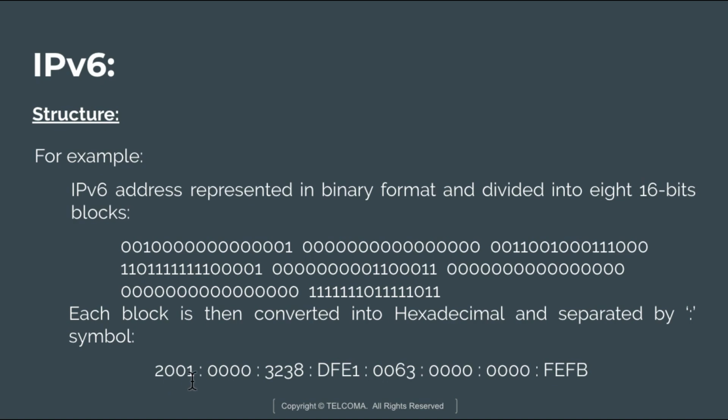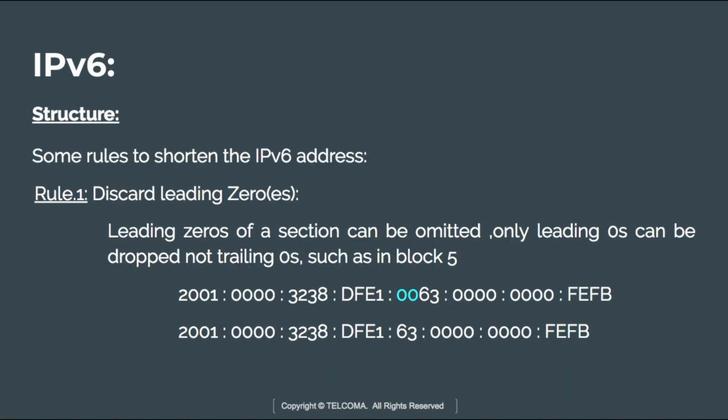So it represents 2001 colon 0000 colon 3238 colon DFE1 colon 0063 colon 0000 colon 0000 colon FEFB. So this is the IPv6 address that is 128 bits long; this is the binary notation, and this one is the hexadecimal notation.